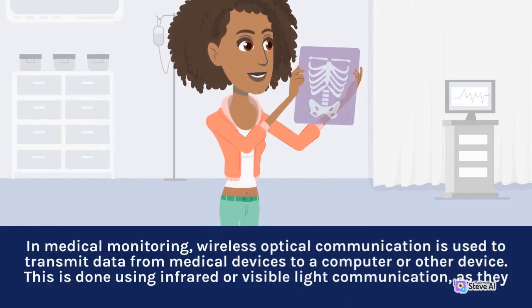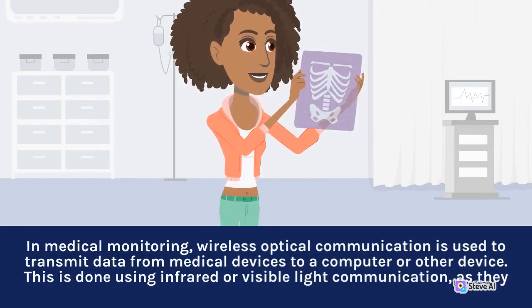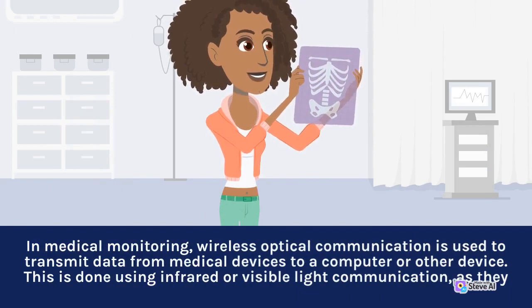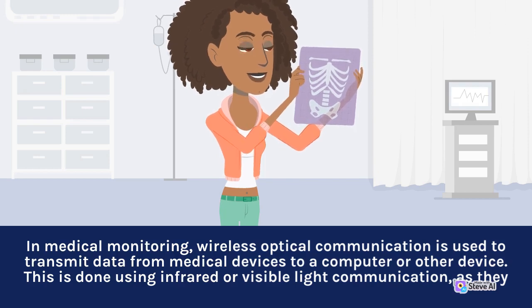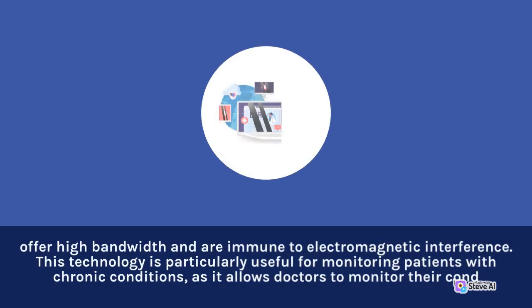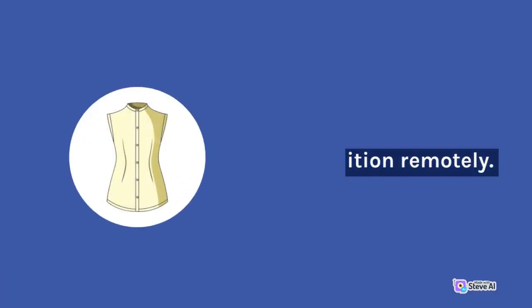In medical monitoring, wireless optical communication is used to transmit data from medical devices to a computer or other device. This is done using infrared or visible light communication, as they offer high bandwidth and are immune to electromagnetic interference. This technology is particularly useful for monitoring patients with chronic conditions, as it allows doctors to monitor their condition remotely.